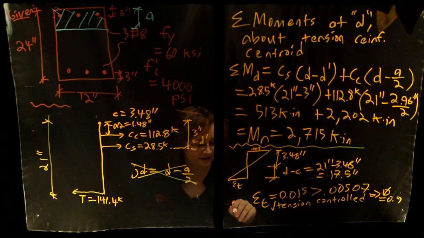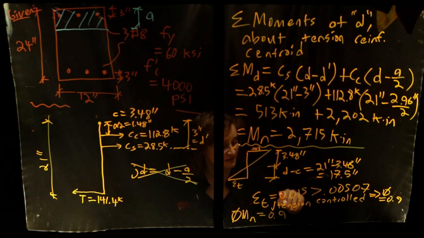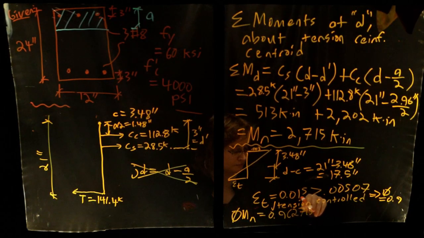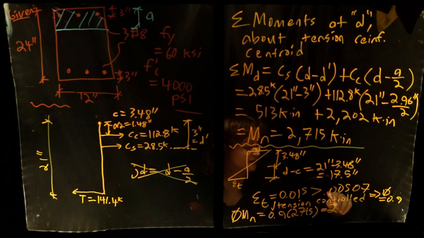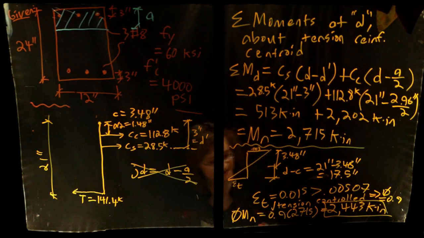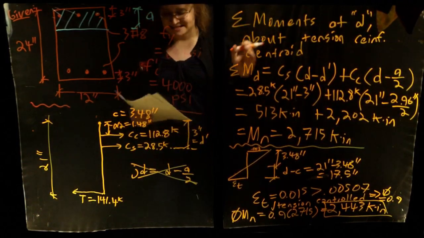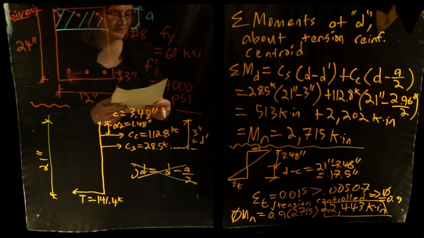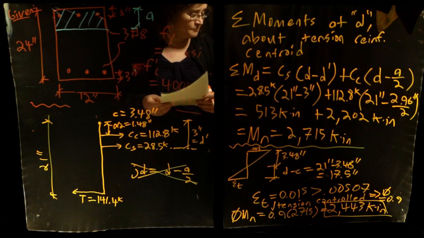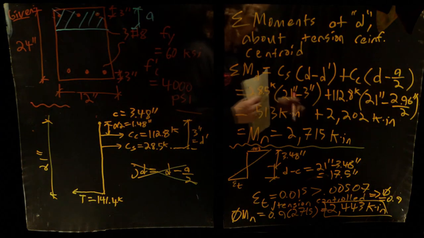And therefore phi is equal to 0.9. Simply multiplying phi times Mn, that will be 0.9 times 2,715, and that will produce a design moment capacity of 2,443 kip-inches. Ultimately, that is the design moment capacity of this beam with the compression steel accounted for. I want to erase this and circle back to compare these to the condition without the compression reinforcement present.